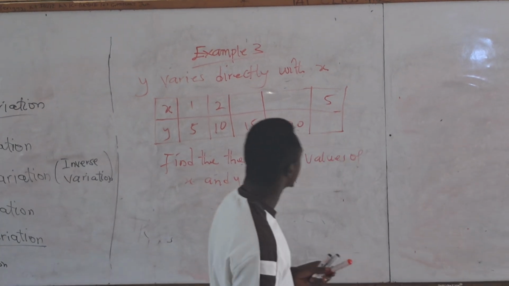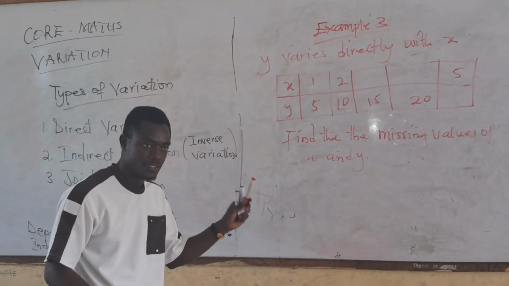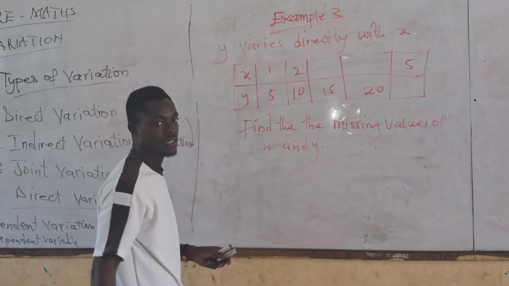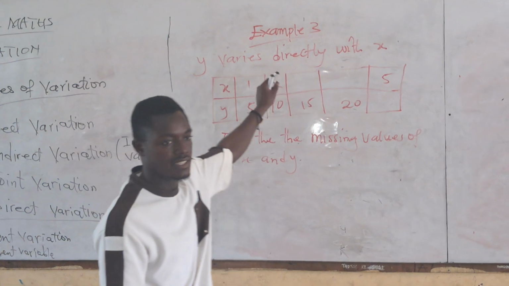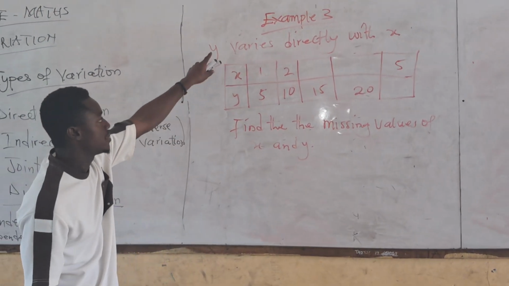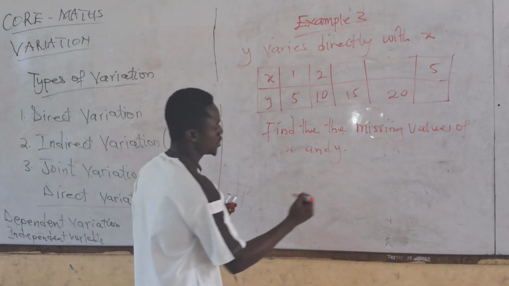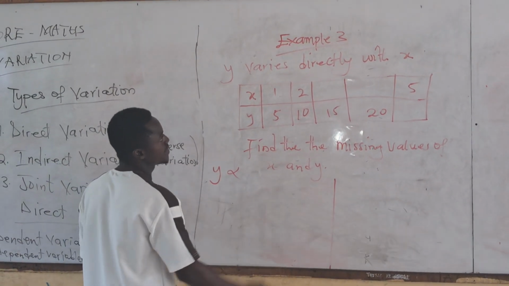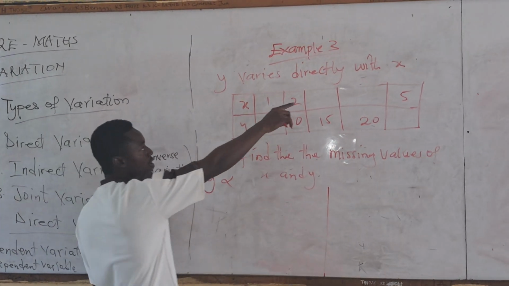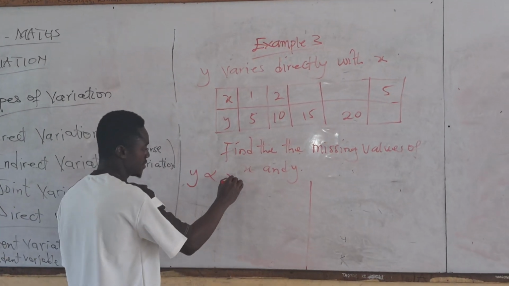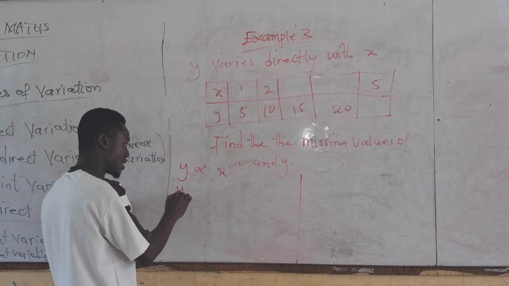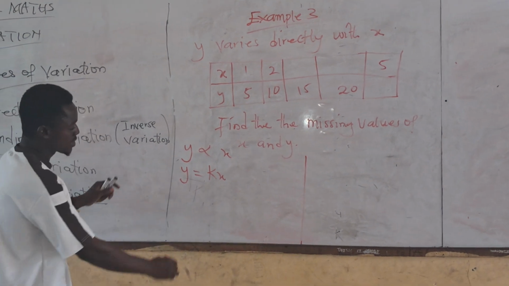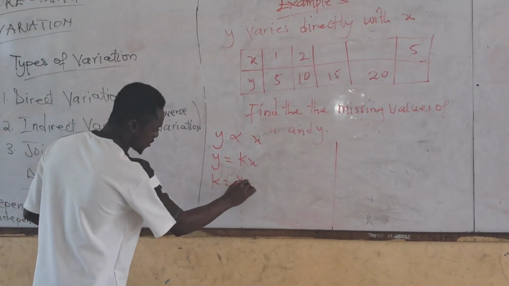Now, whenever you have a question of this nature, you still have to calculate for your constant value. First of all, you write the relation that you were given in the question. First of all, write the relation down. So the relation says y varies directly with x. So it becomes y equals k x. Now to solve for k, we are going to have k equal to y over x.